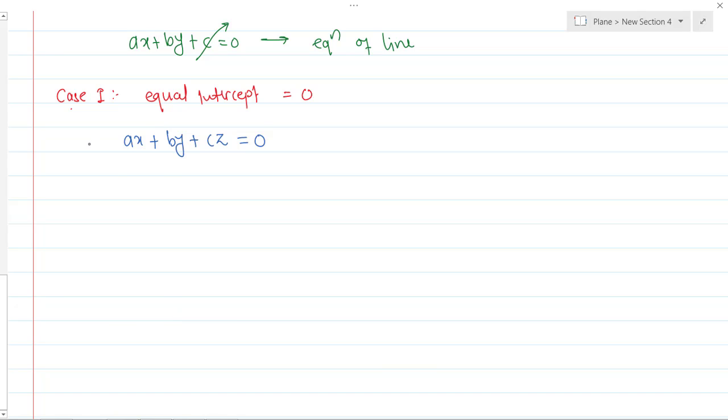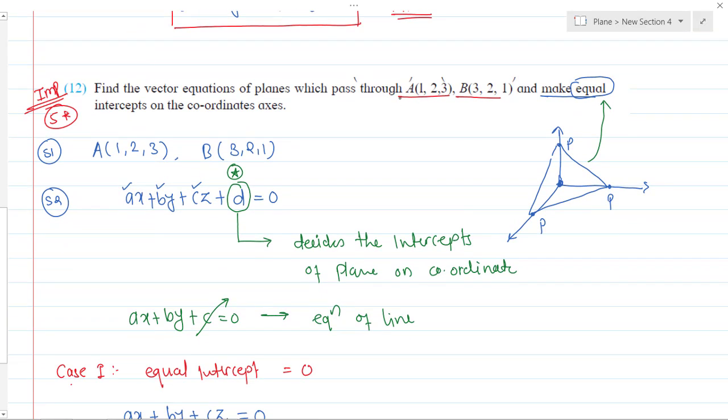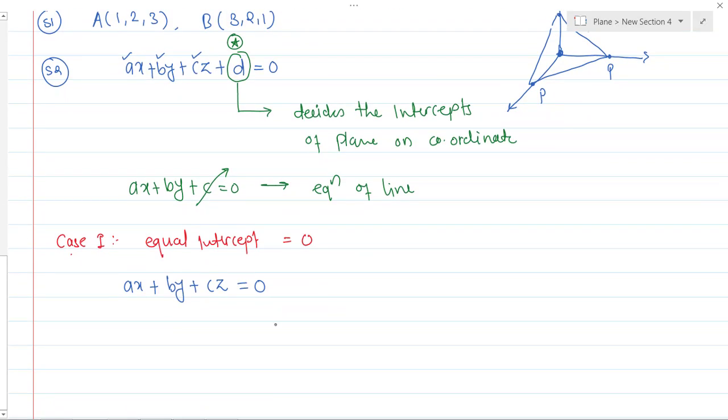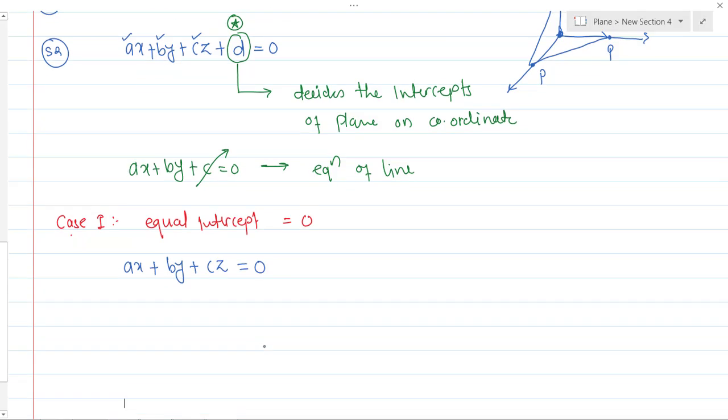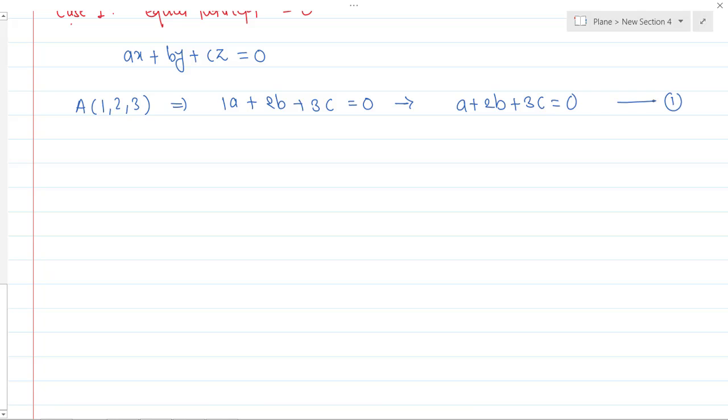Now this is the required equation of plane, and one more information they have given is that it is passing through the points A and B. Means what? This equation of the plane should satisfy these 2 points. Okay, so first point is what? It is 1 comma 2 comma 3. As the plane is passing through this point A, it should satisfy the above equation. So let's write. It is 1 into a plus 2 into b plus 3 into c equals to 0. Means it is a plus 2b plus 3c equals to 0. This is my equation number 1.